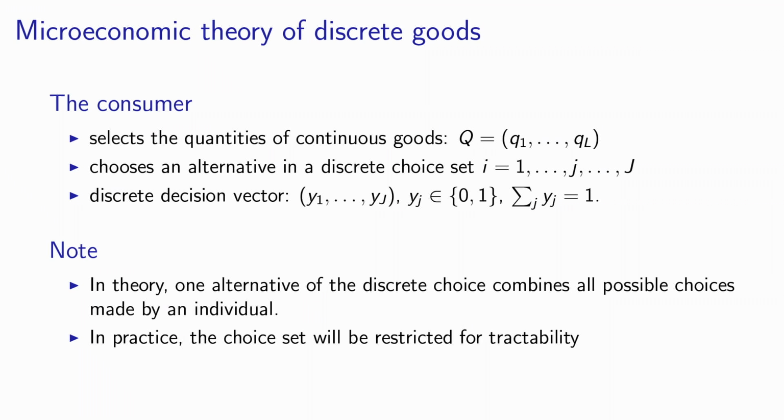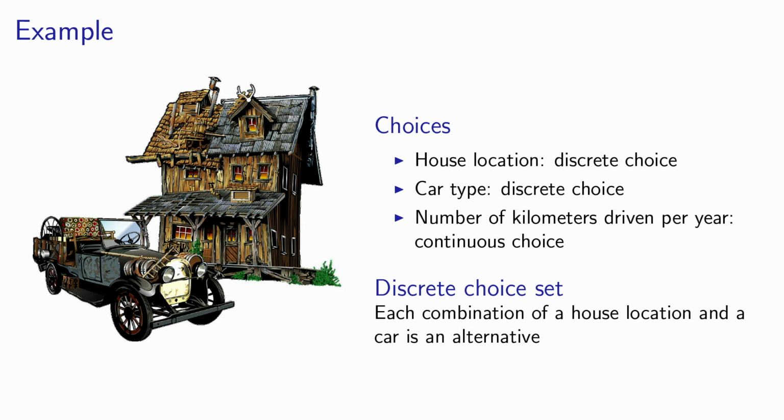Of course, as I said, although the theory says that one alternative can combine many possible choices made by an individual, when you do a concrete and operational study, you need to restrict the choice set for the sake of tractability. So let's take an example where we have both continuous choices and discrete choices. The example is one where a family has to decide where to live, what will be the location of the house, and what car to buy. And also how many kilometers to drive during the year.